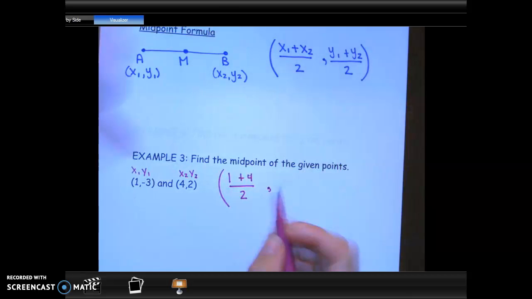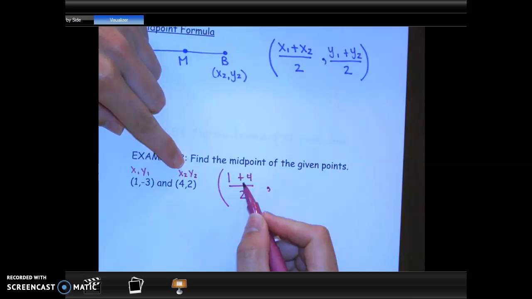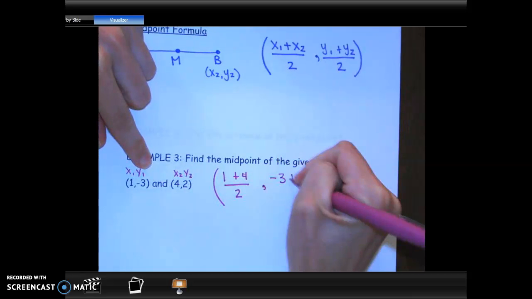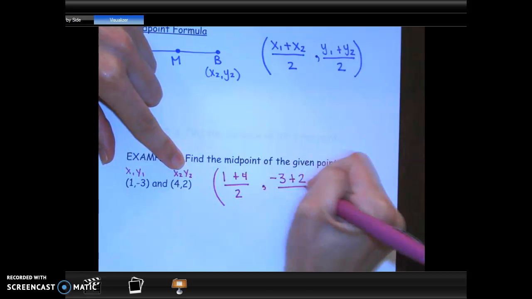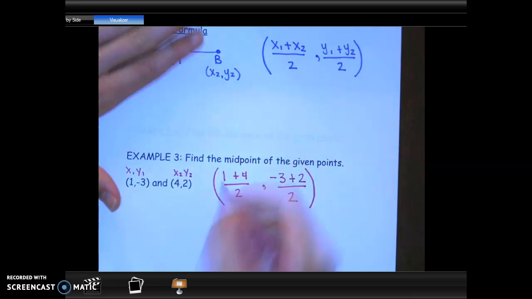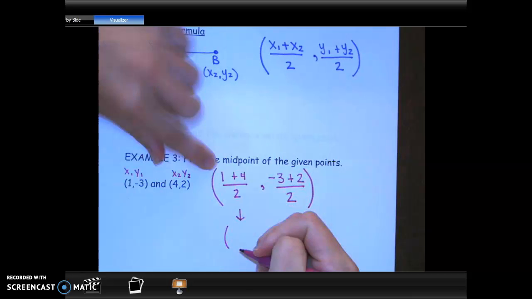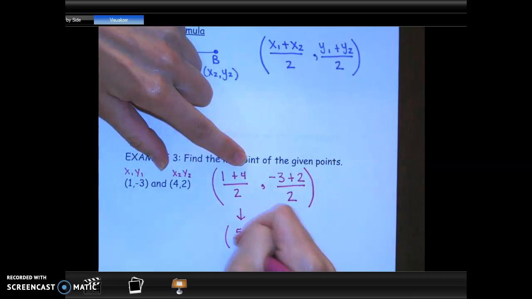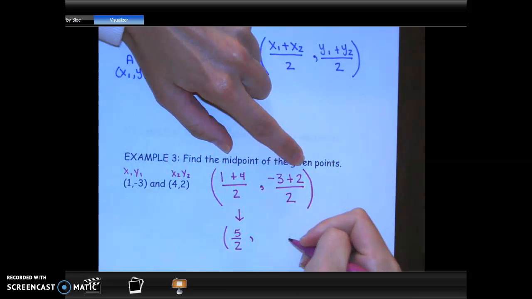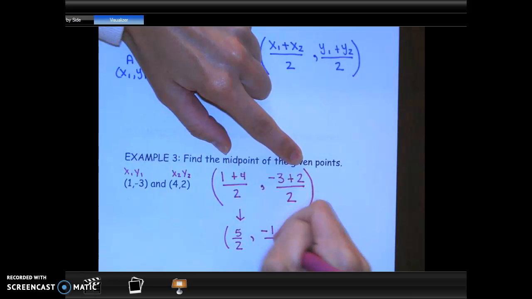Okay, so we did x1 plus x2 divided by 2. Now we're going to do our y's. So we have y1 plus y2 divided by 2. Now all we do is solve each of these. So we have 1 plus 4, which is 5, divided by 2. And we have negative 3 plus 2, which is negative 1 divided by 2.